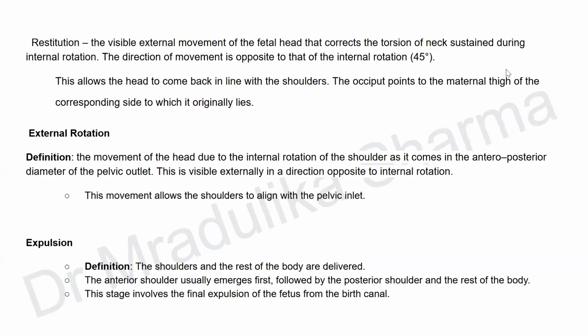Then the external rotation comes. By definition, it is the movement of the head due to the internal rotation of the shoulder as it comes into the anteroposterior diameter of the pelvic outlet. This is visible externally in the direction opposite to internal rotation.